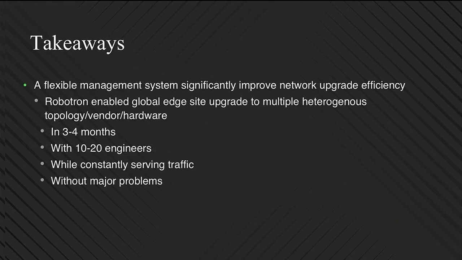And if we have such a flexible enough system, then it can significantly improve our network upgrade efficiency. For example, Robotron enabled our global edge site upgrade to multiple heterogeneous topologies, vendors, and hardware in only a few months, 3 to 4 months, with a handful of engineers, only 10 to 20 engineers, while constantly making sure the existing sites kept serving user traffic without causing any problems.